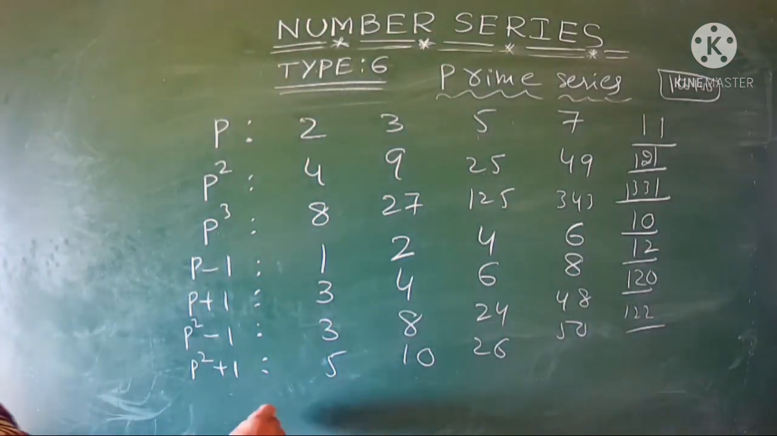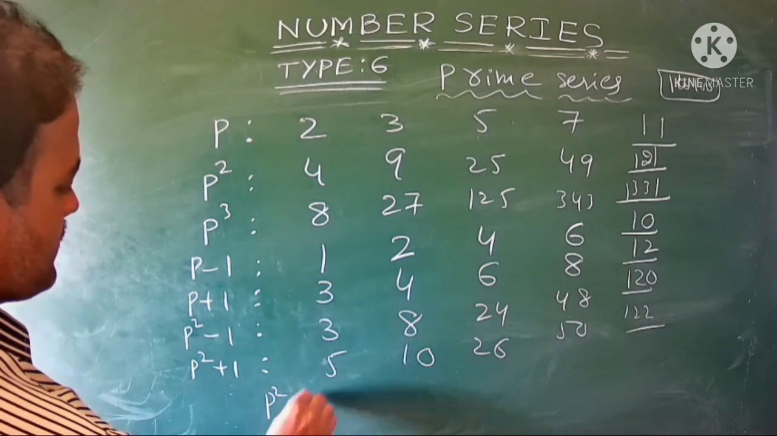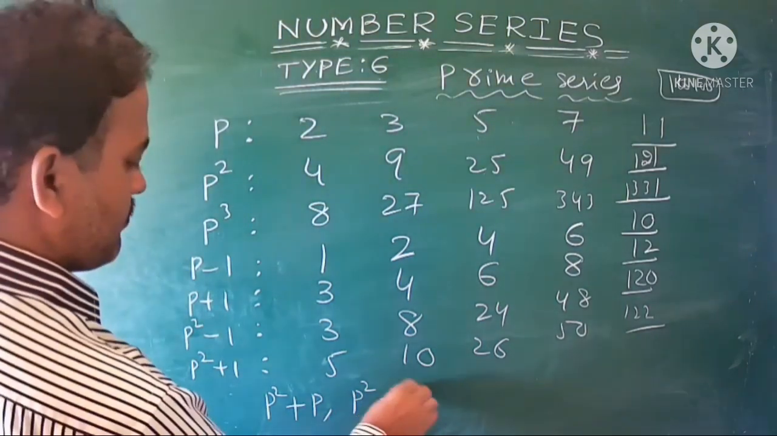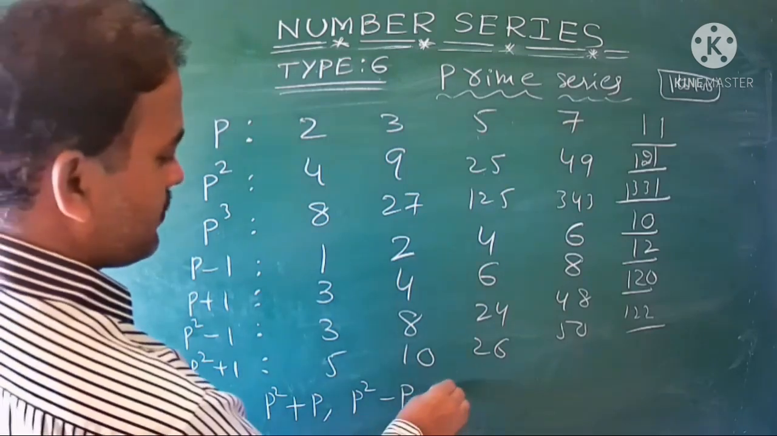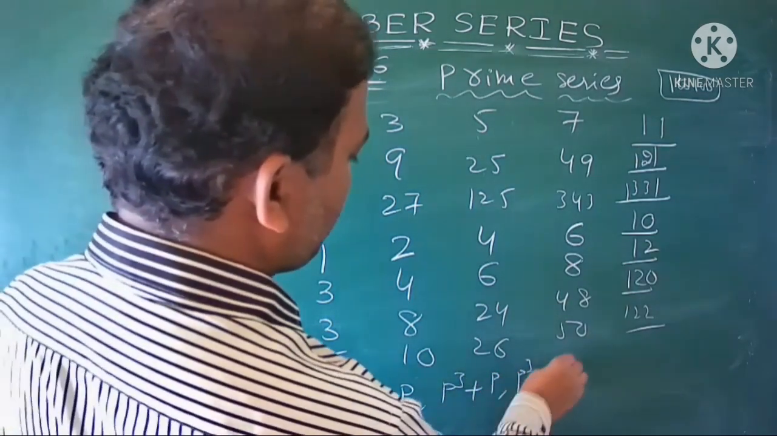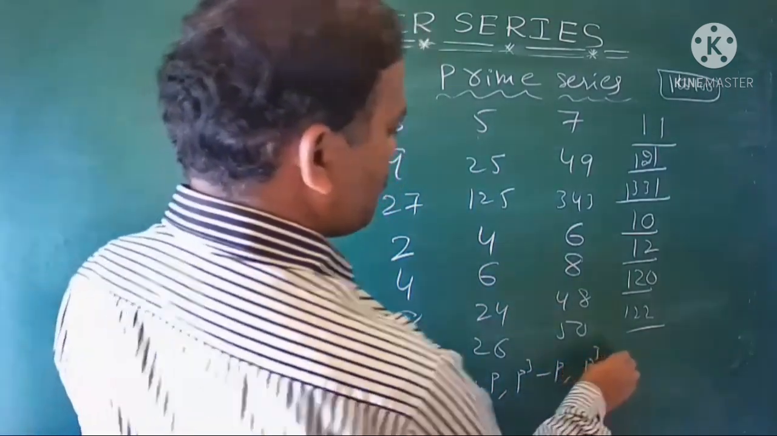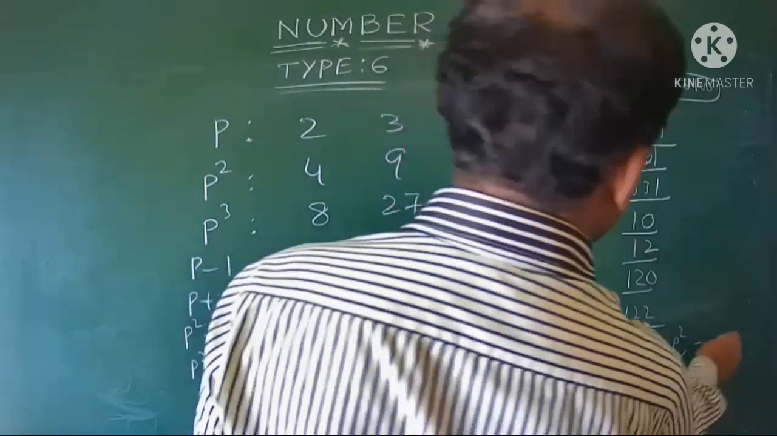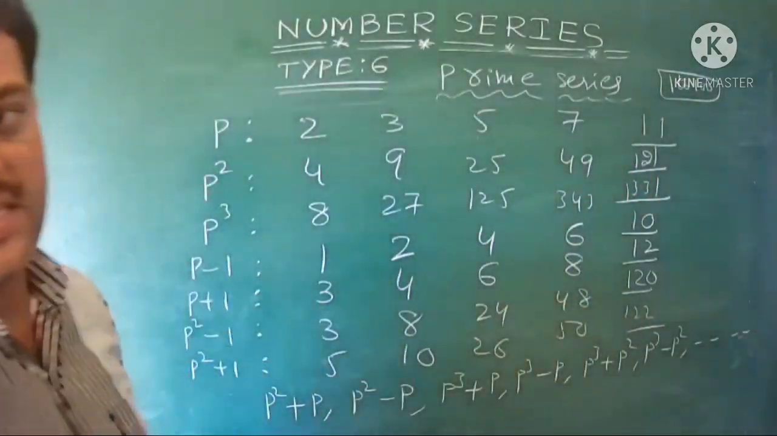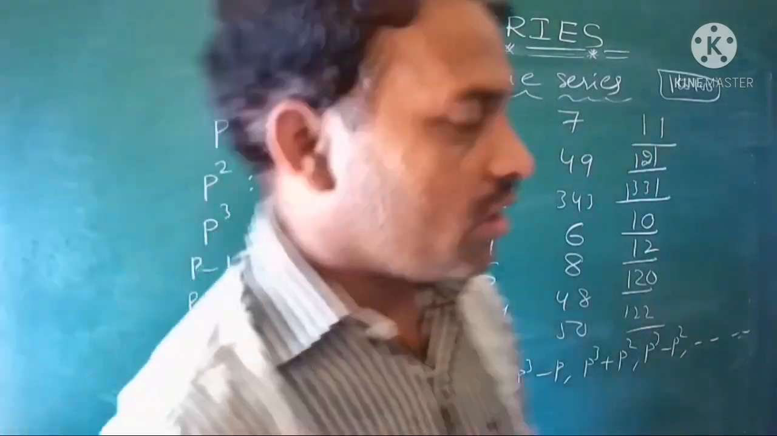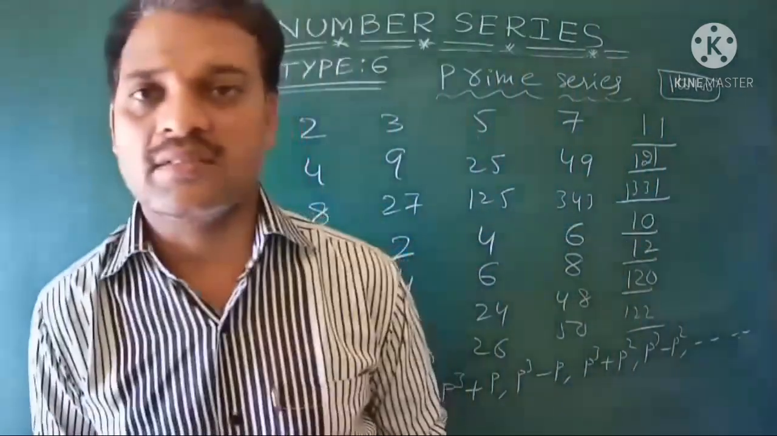Similarly, there are P square plus P and P square minus P. Next, P cube plus P, P cube minus P, similarly P cube plus P square, P cube minus P square, and so on. These types of sequences are commonly asked in competitive exams.